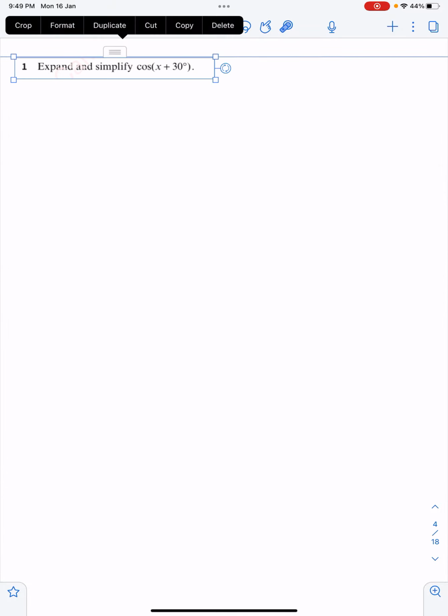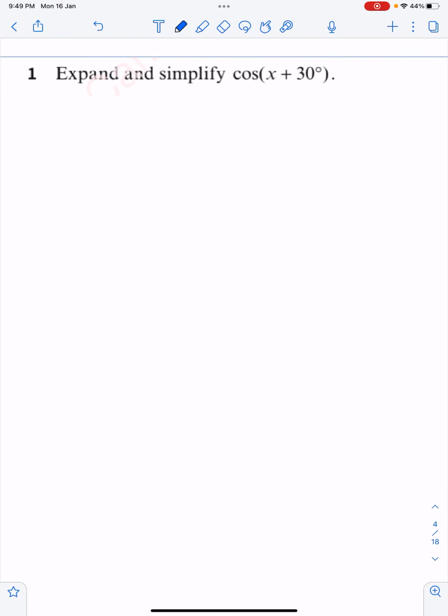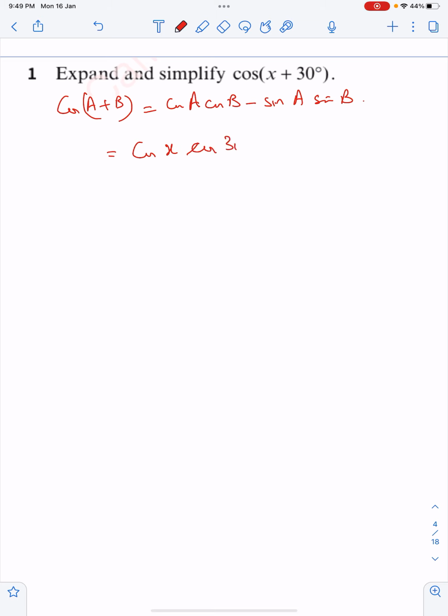It says expand and simplify cos of x plus 30. So we are going to use the formula cos a plus b. I am writing down the formula here so that you can relate to it: cos of a plus b equals cos of a cos of b minus sine of a sine of b. Let's expand this. In this case, this is a and this is b. So it's going to be cos of x cos of 30 minus sine of x sine of 30.